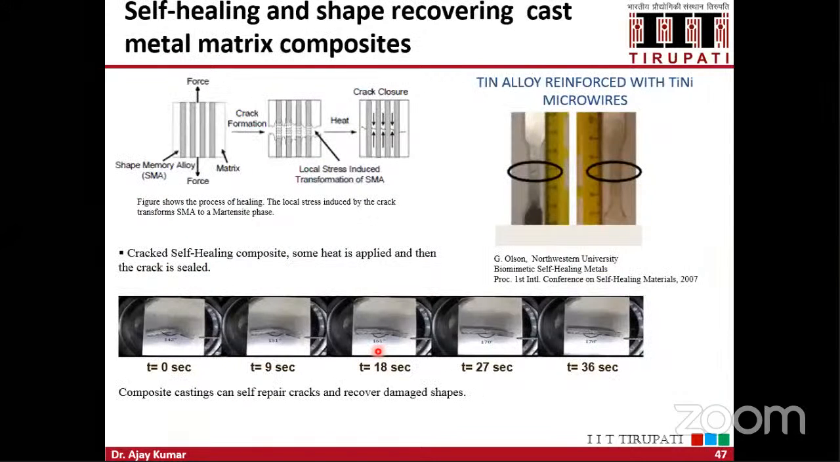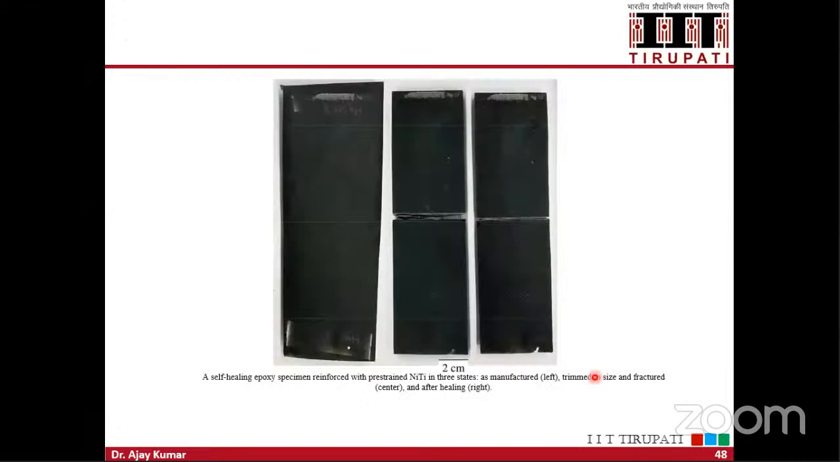This is a real example. You can see here they have used shape memory wires inside the matrix material. You can see there is a crack inside it, and after some time this crack is getting healed. So this is a small example of how you can heal the crack, but there are some other examples and applications for developing these self-healing composite materials.